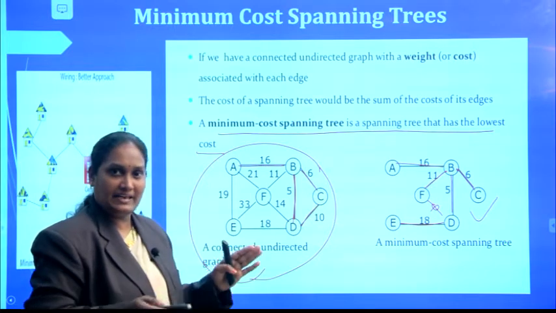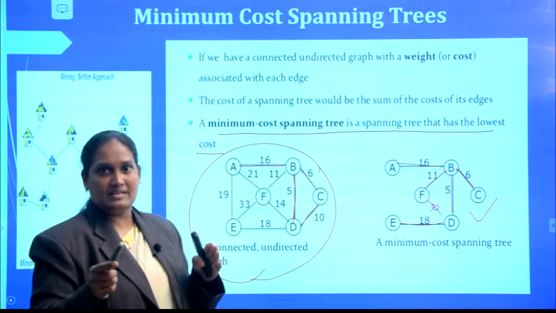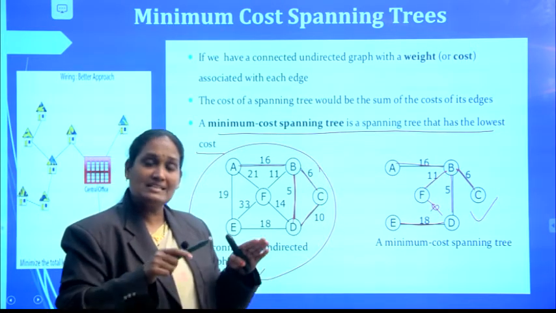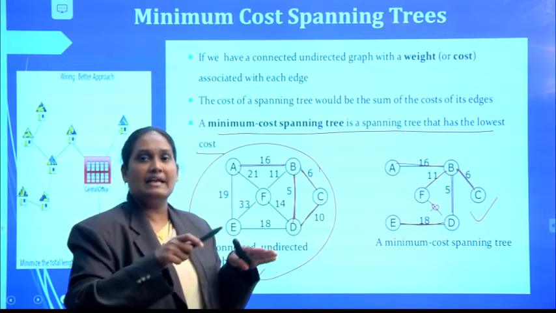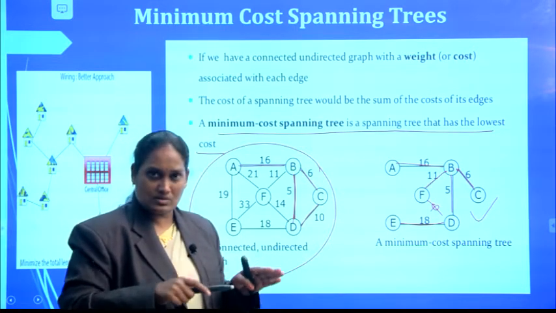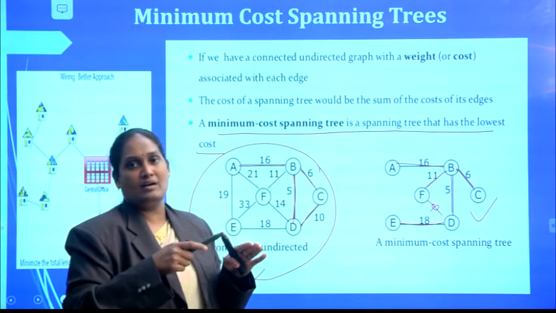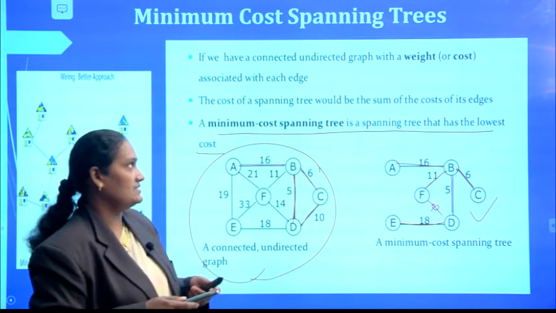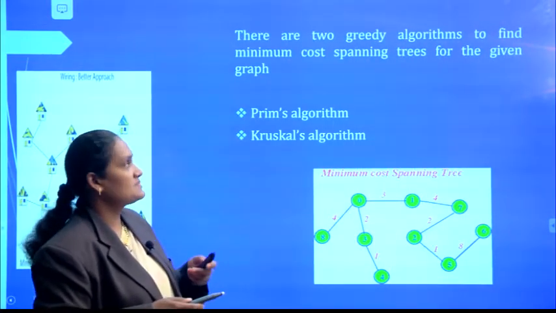A graph may contain a number of spanning trees. Out of all those spanning trees, which spanning tree is having minimum cost? What is the cost of a spanning tree? The sum of weights of its edges. Sum of weights of its edges is called the cost of a spanning tree. So which spanning tree is having minimum cost? That is to be called a minimum cost spanning tree. Right, I hope you all understood what is minimum cost spanning tree.